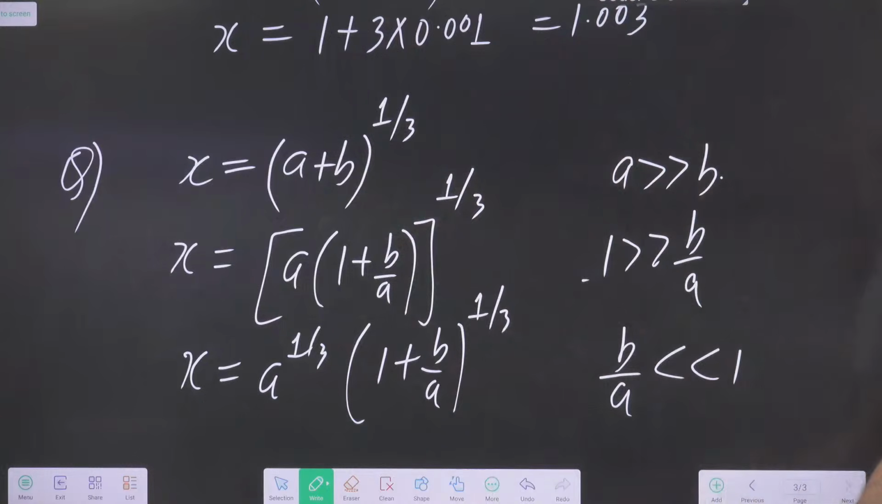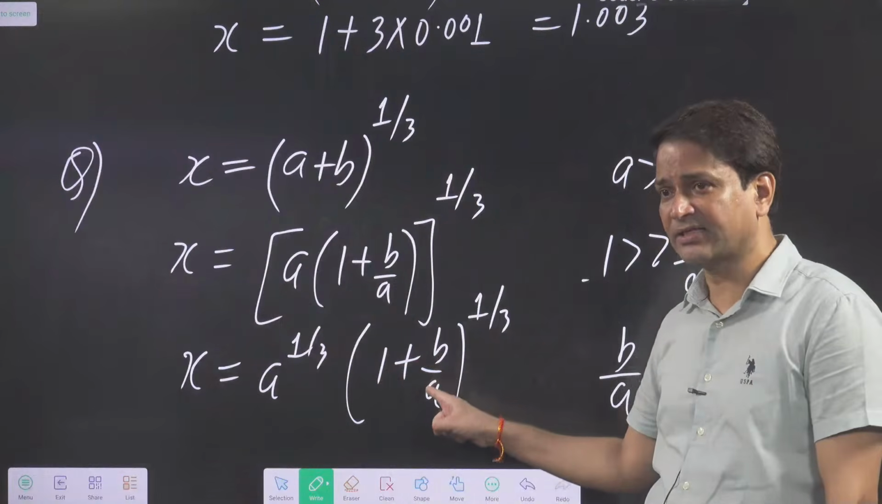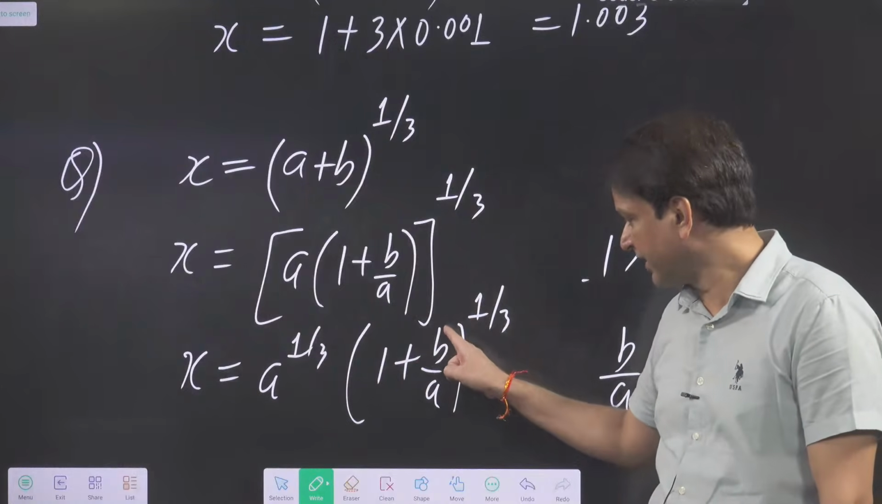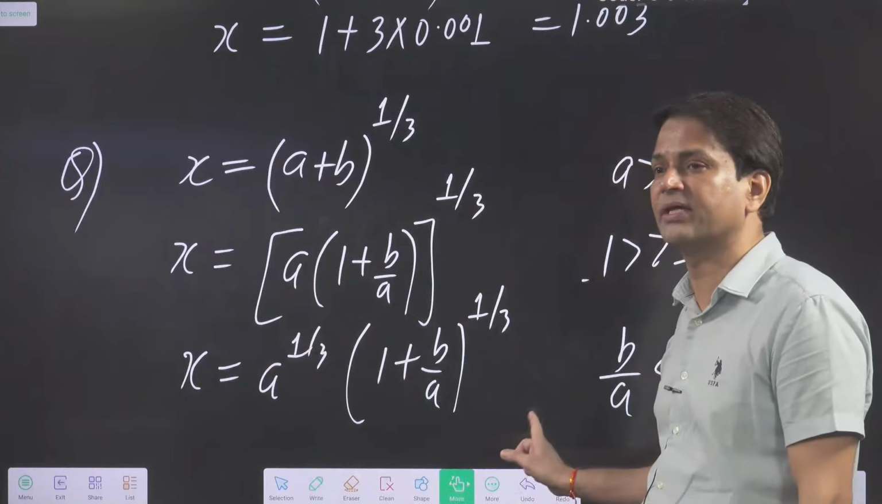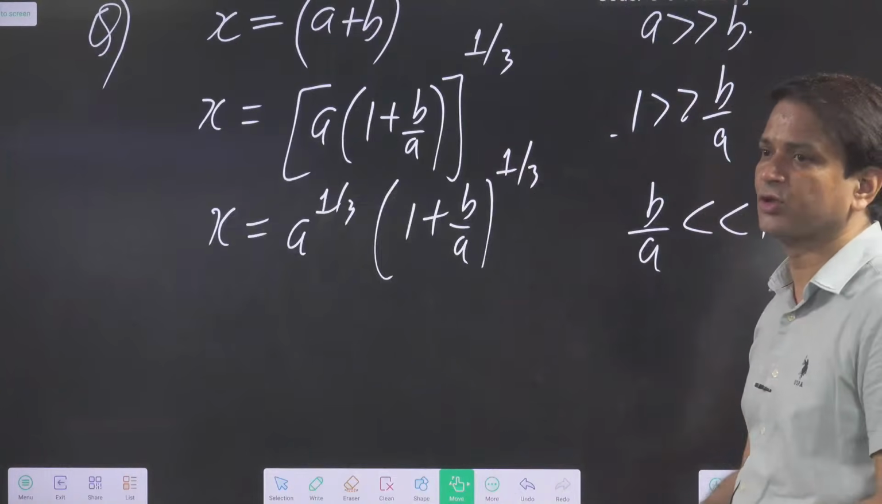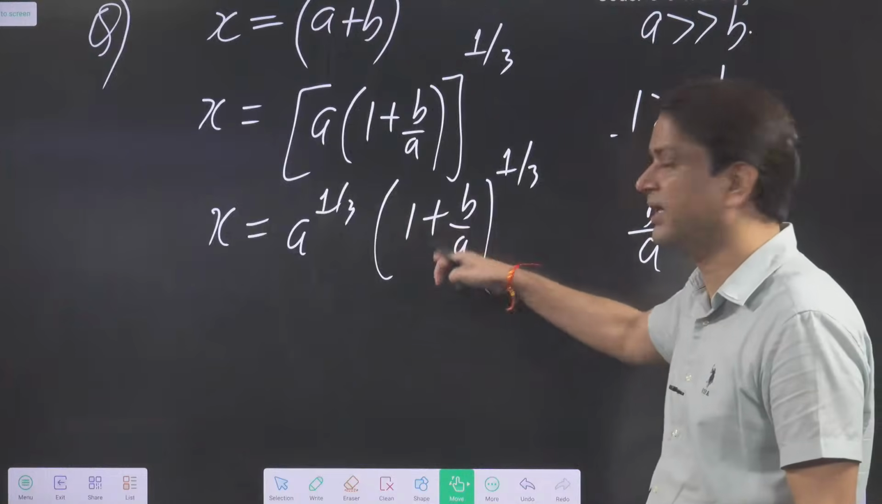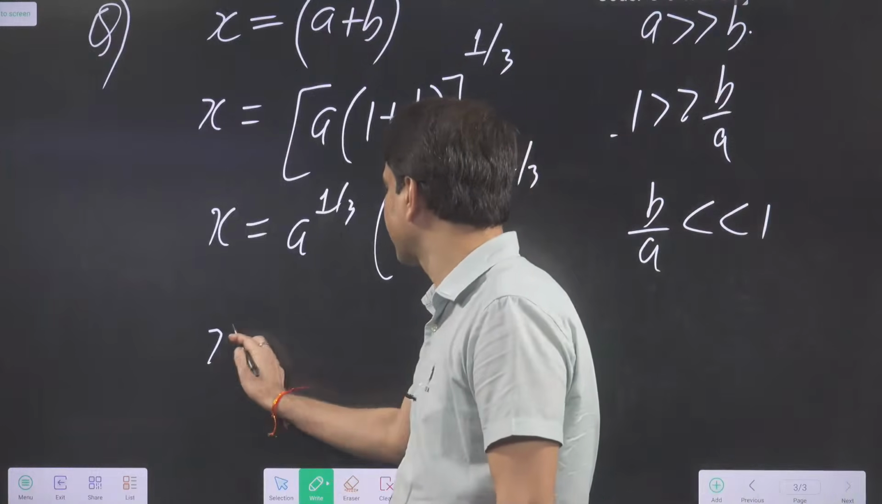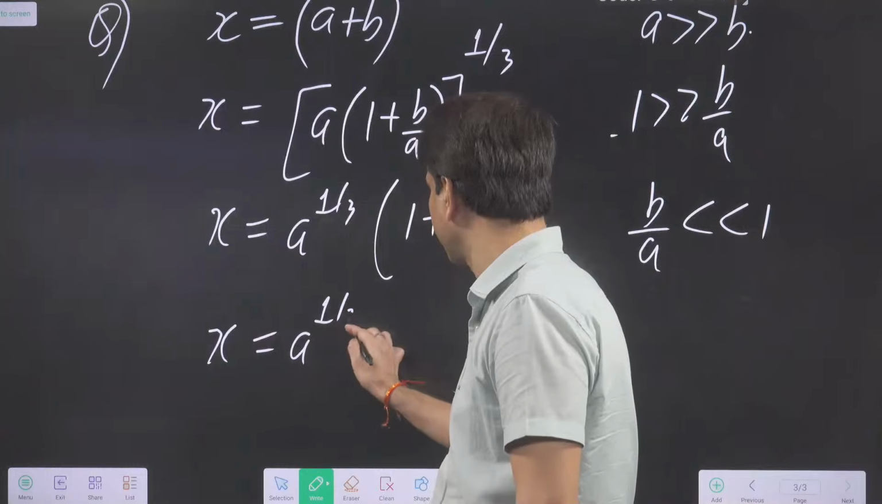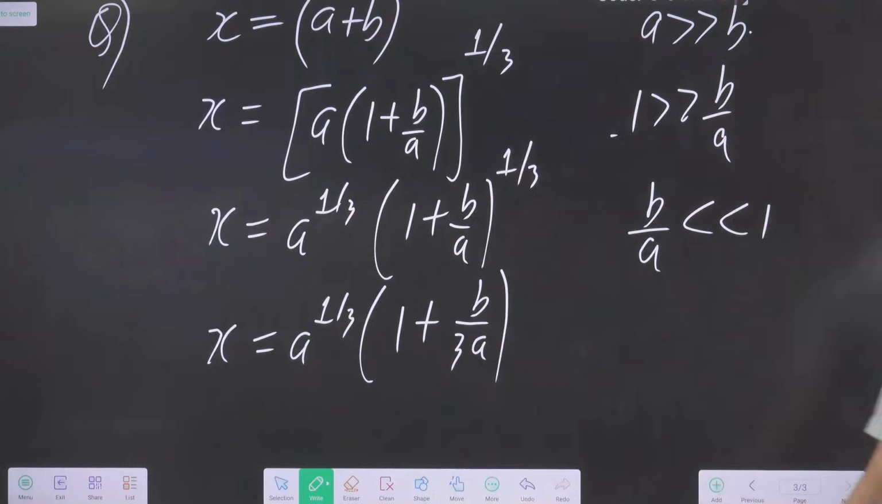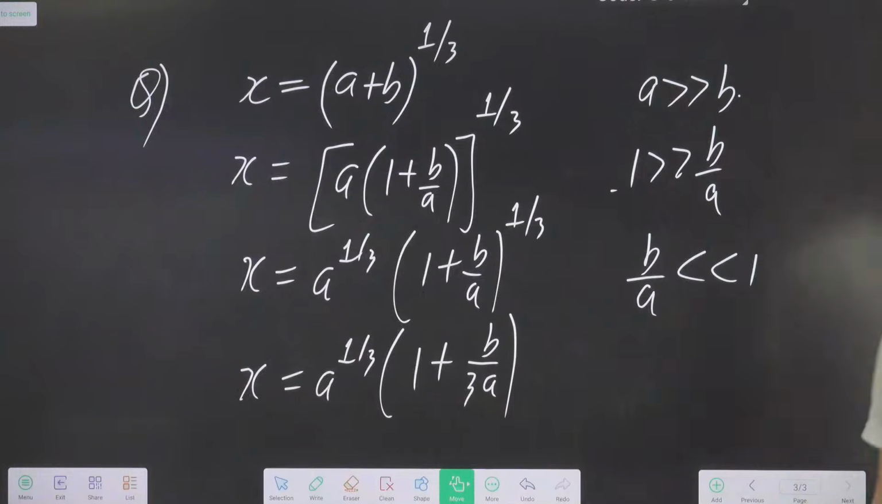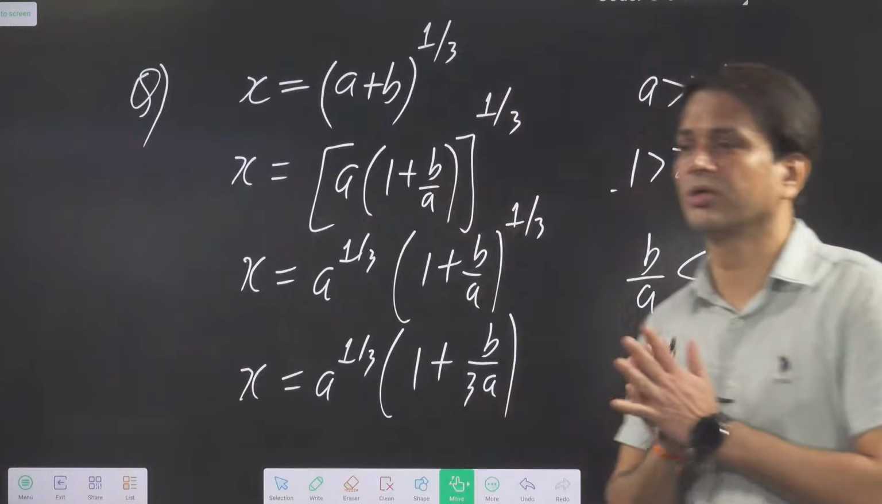Now you can see (1 plus x) whole to the power n, and here x is b by a, and b by a is very small in comparison to 1. Then I can use our approximation formula, 1 plus nx. So I can write a to the power 1 by 3 into (1 plus b by 3a). This will be the final answer. Everybody got it or not? Little fast. Understood?